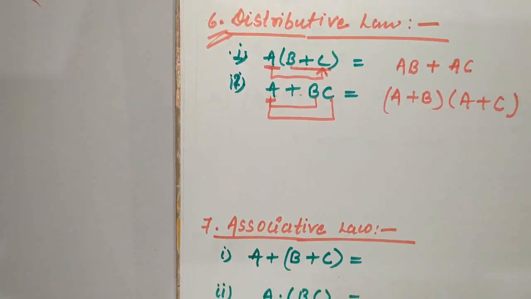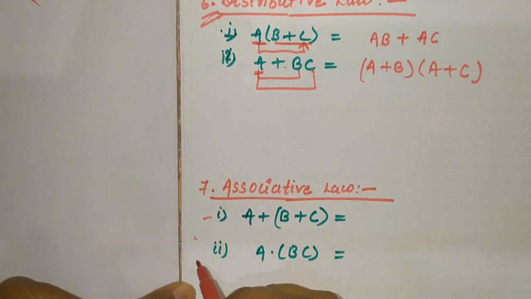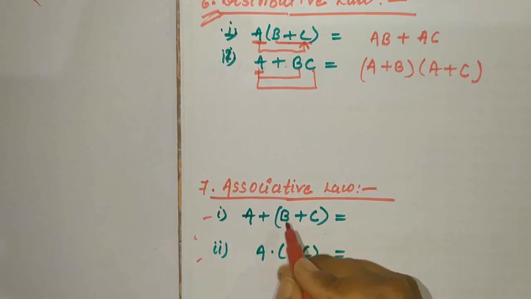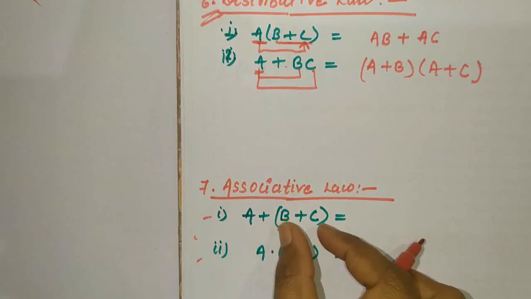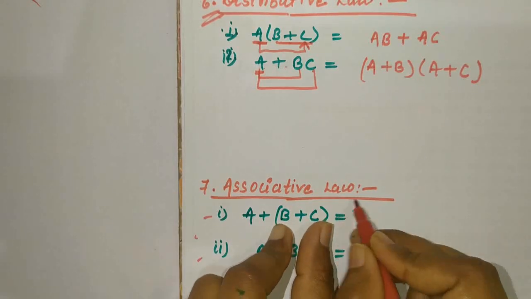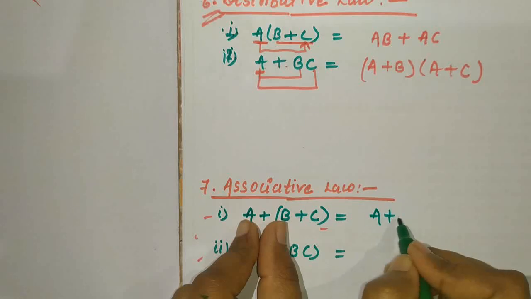Next we move to the associative law. In associative also there are 2 parts of the law. First one is A plus B plus C. Here also A into B plus C. Here we include a bracket. What is the meaning of associative? Associative means combination of 2 variables. Here we take the combination of B plus C. On the other side of the equal to, we take the combination of A plus B.